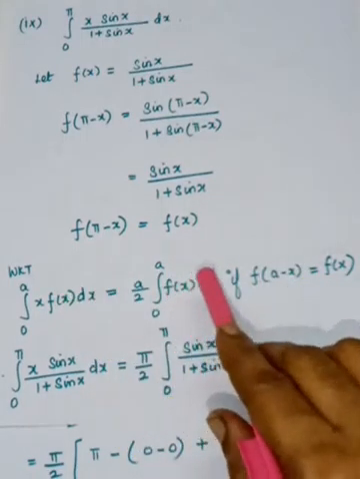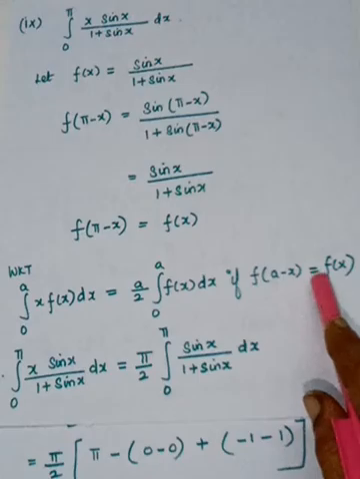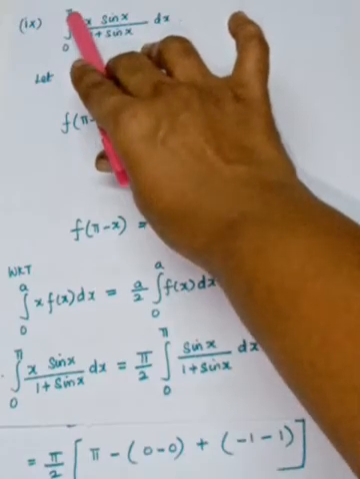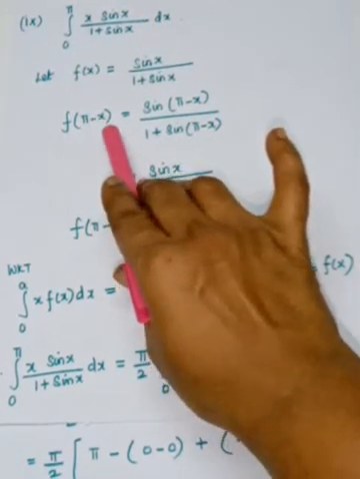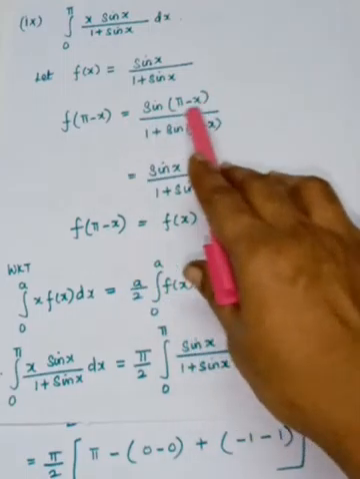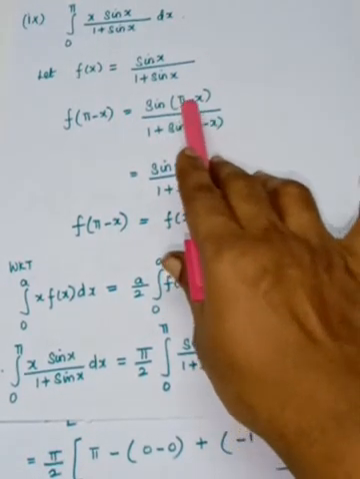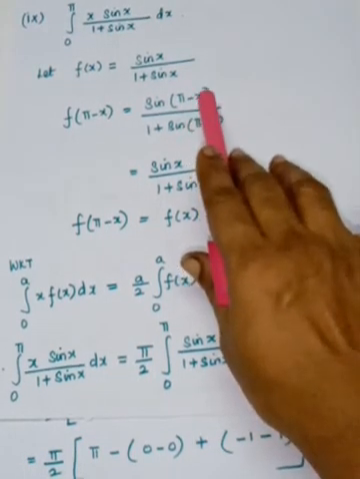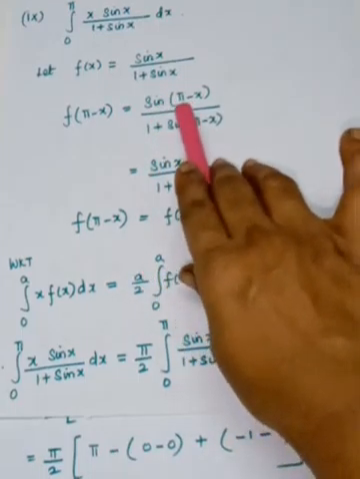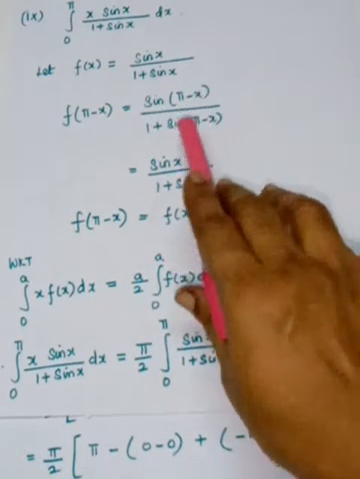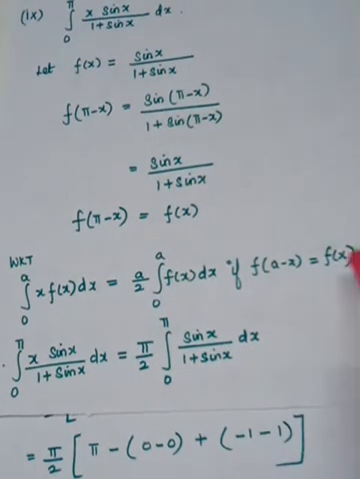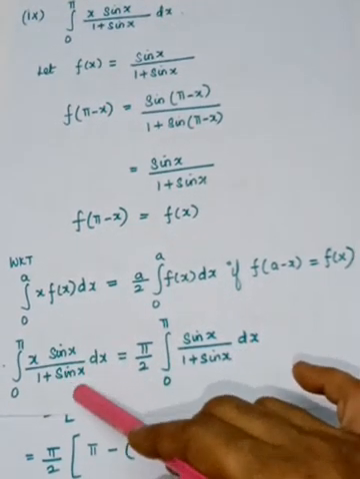x is removed when f of a minus x is equal to f of x. So first here we have taken f of x. What is the a here? Pi. So x is replaced by pi minus x. So it is sine of pi minus x divided by 1 plus sine of pi minus x. Pi minus x means pi is 180, so 180 minus x lies in the second quadrant. In the second quadrant sine is positive and it's an even multiple of 90 degrees. So sine of pi minus x is sin x. Here also 1 plus sin x. So this is your f of x. There is no change.